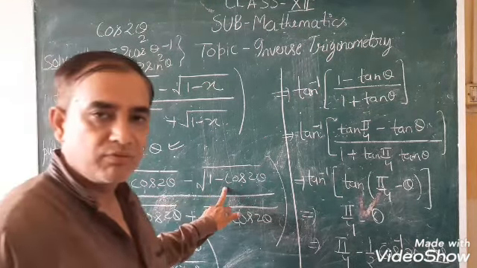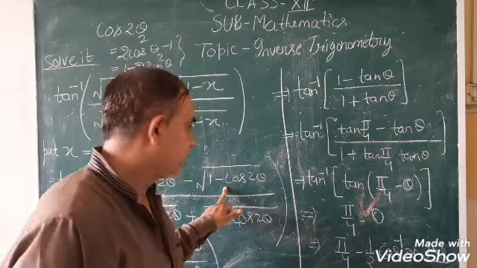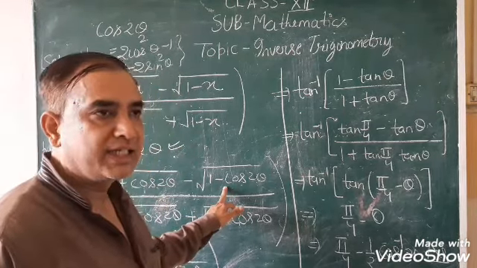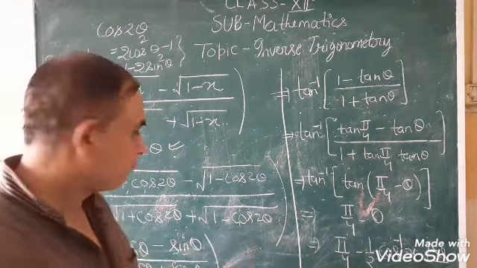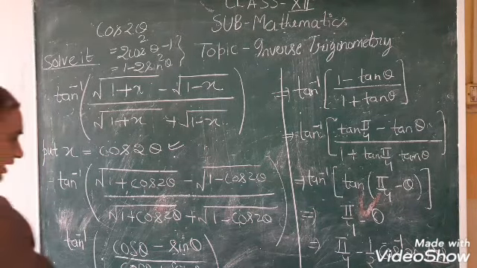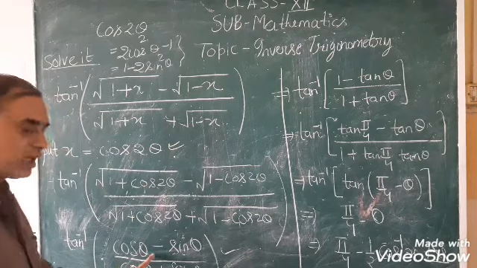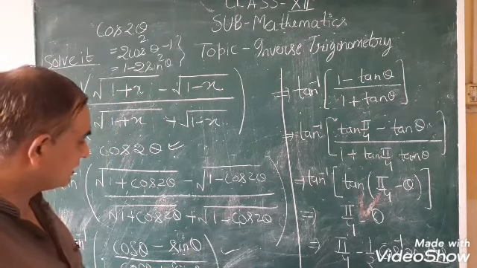Similarly, in this we apply the second formula, 1 minus 2 sin²θ. 1 and 1 cancel out and under root of sin²θ becomes sin θ. Similarly, in the denominator, we get cos θ plus sin θ. So this is our final result, tan inverse of (cos θ minus sin θ) upon (cos θ plus sin θ).